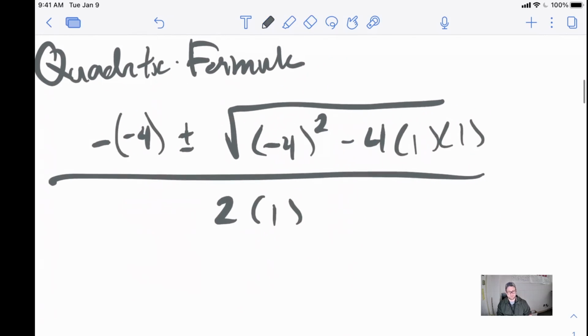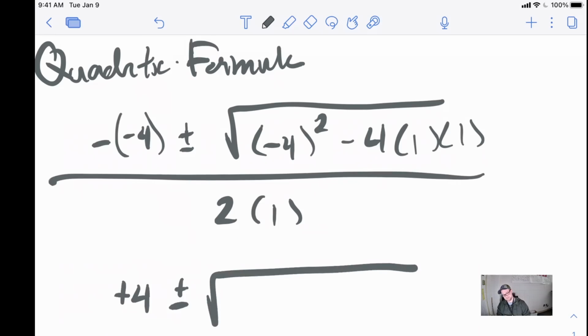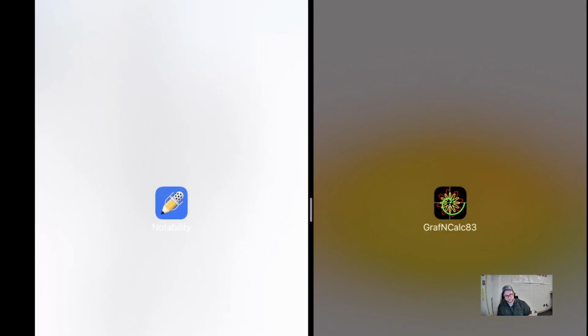Now, when I go through and actually solve this thing, negative 4 is going to turn into a positive 4, plus or minus the square root. Remember, the square root's the hard part, all over 2, because 2 times 1 is 2. And then we just grab our calculator, and we let our calculator do the lifting for us.